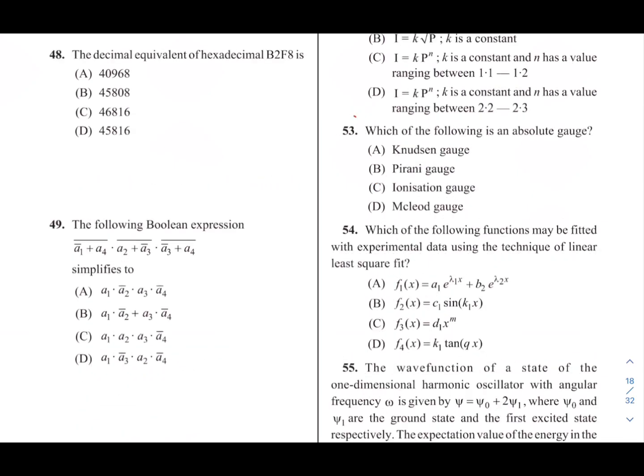Problem number 53. Which of the following is an absolute gauge? Absolute gauge is the pressure measured with respect to the vacuum. So option A, Knudsen gauge, is the correct answer.